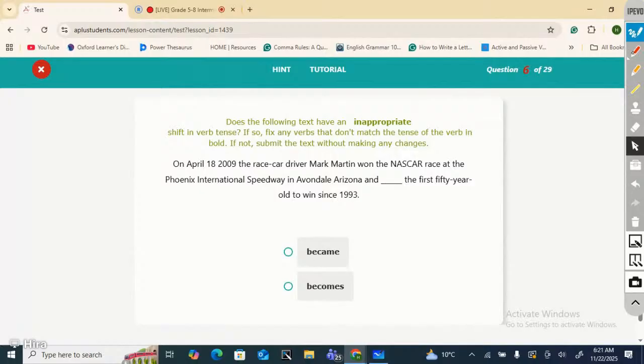Okay, let's read the text again. The race car driver Mark Martin won the NASCAR race. Won means past, at the Phoenix International Speedway in Avondale, Arizona, and blank the first 50-year-old to win since 1993. Became is the past tense, becomes is the present tense. We cannot add present tense here.